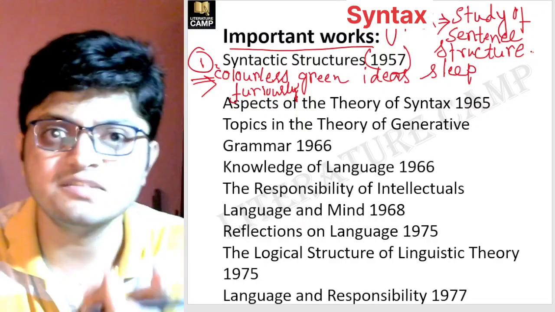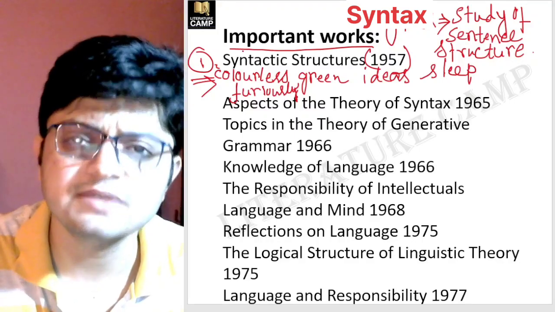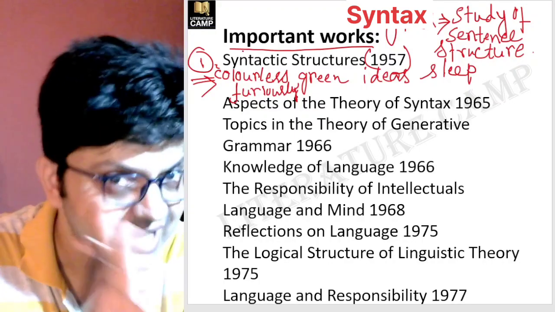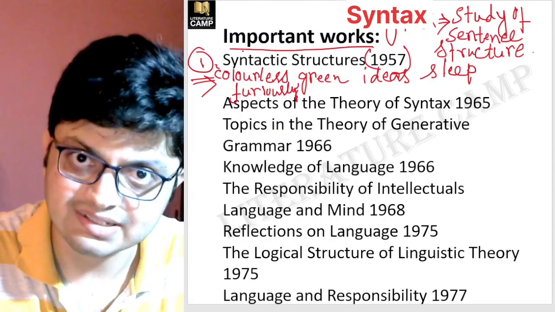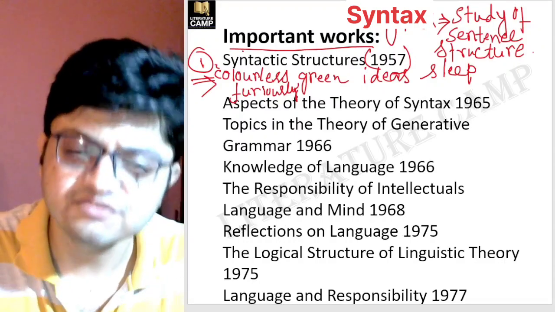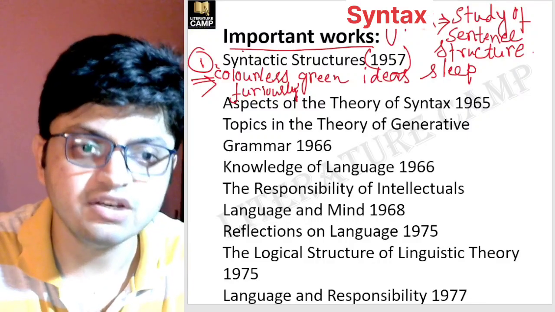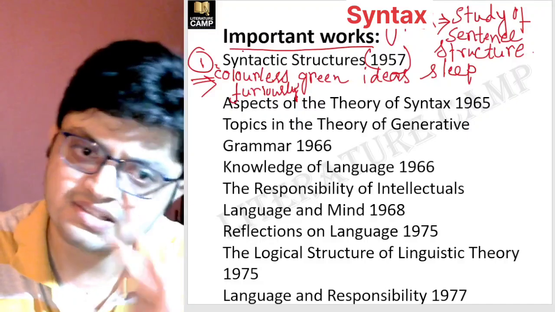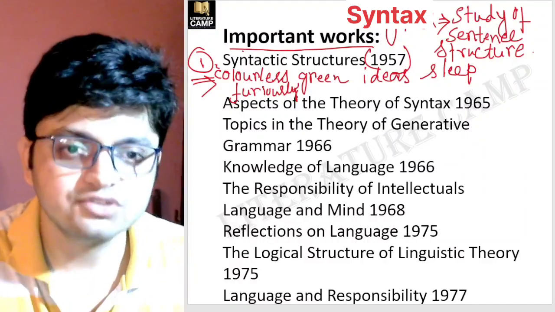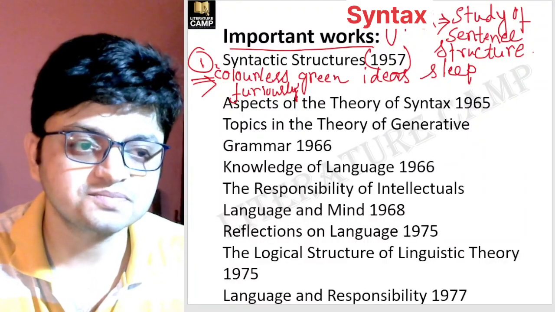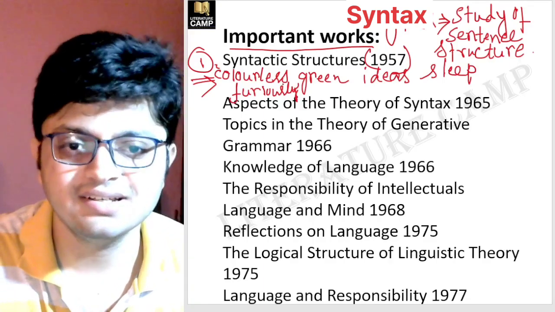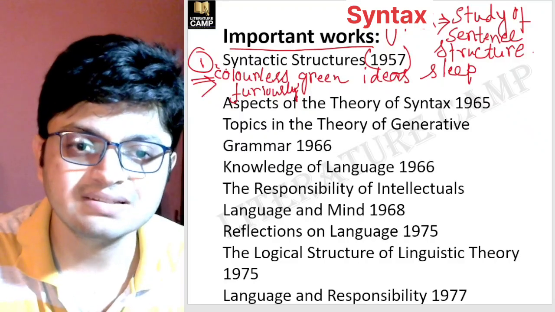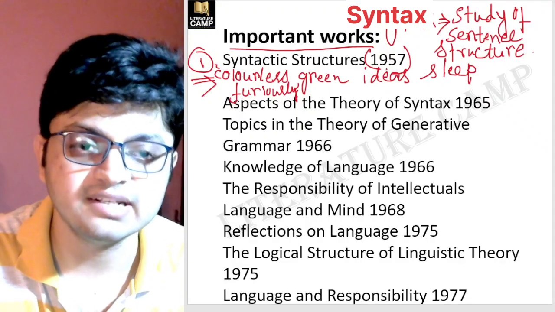What does semantic mean? Semantic means the study of the meaning of a word. All right. He has not given emphasis on the semantic. Rather, he has given emphasis on syntax, the study of sentence structure. This sentence has no meaning, but if you look at it, this sentence is grammatically structured and correct. So this is a very famous line that you need to remember. This line can be asked: from which work is this line taken? So the answer will be Syntactic Structures, published in 1957.